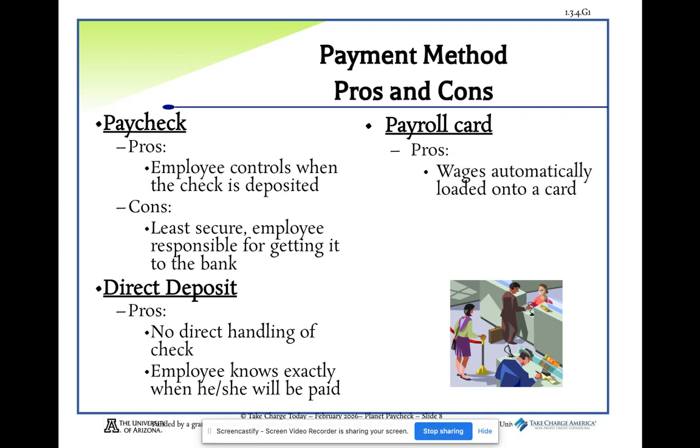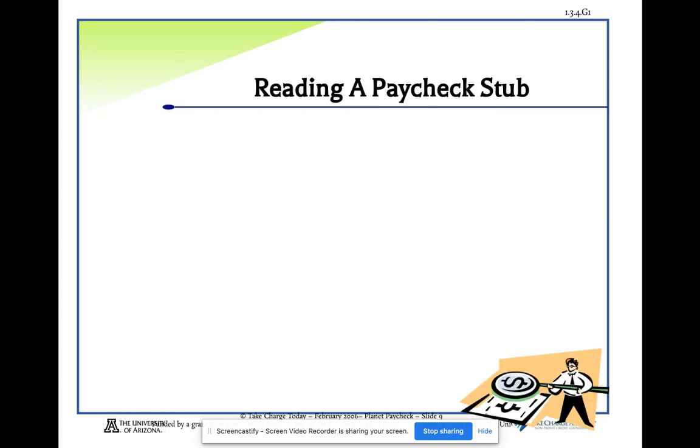And then your payroll card, some pros: the wages are automatically loaded on that card. You don't have to have a bank account. But then some cons: it may charge fees for using the card. So I think when my student was telling me about this, he was saying that with every purchase that he makes with that card, it charges him $1 to $2 extra. So it really can add up in fees, like you kind of saw in our last video, in our last worksheet. So there's definitely some cons to that.